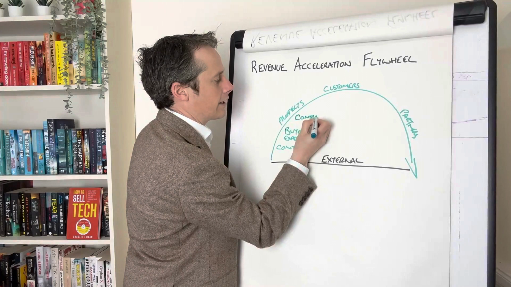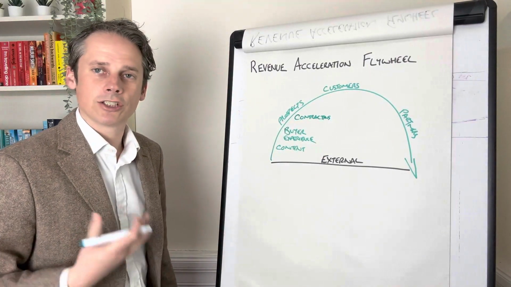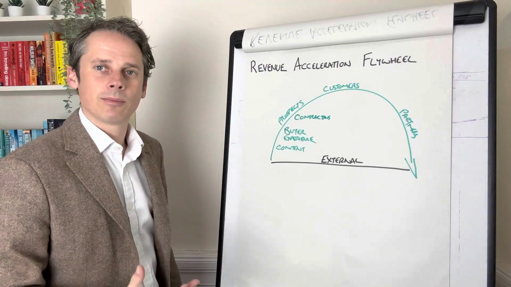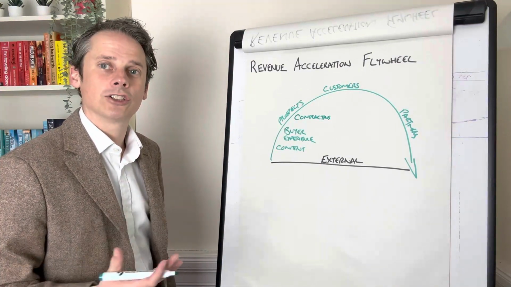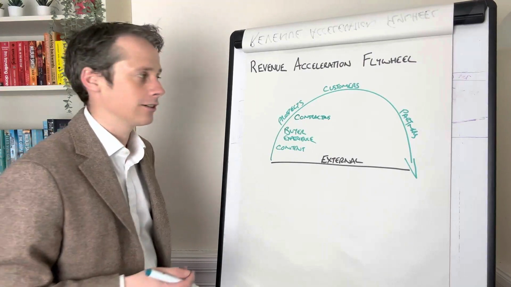Then we're going to get into a contracting process where we're going to issue MSAs, SOWs, order forms. They're going to negotiate around specific terms with our legal team. What does that look like?